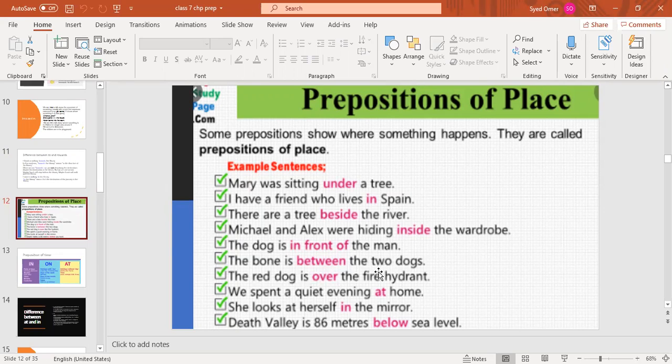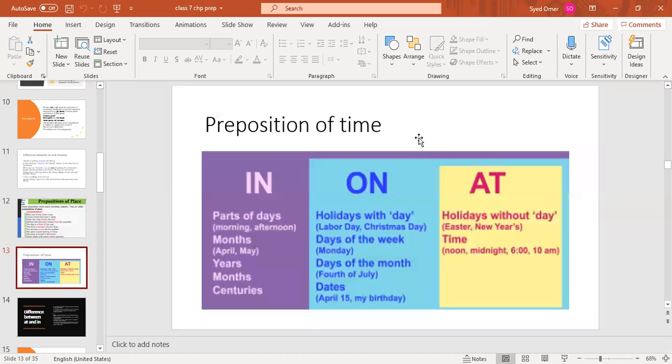See the difference? Two dogs, so between. If it is three dogs, then among. The red dog is over the fire hydrant. We spent a quiet evening at home. She looks at herself in the mirror. Death Valley is 86 meters below sea level. Okay. Now note down the difference.